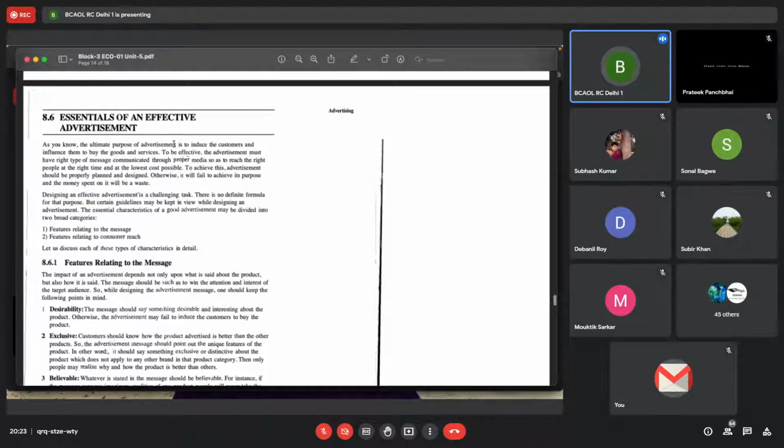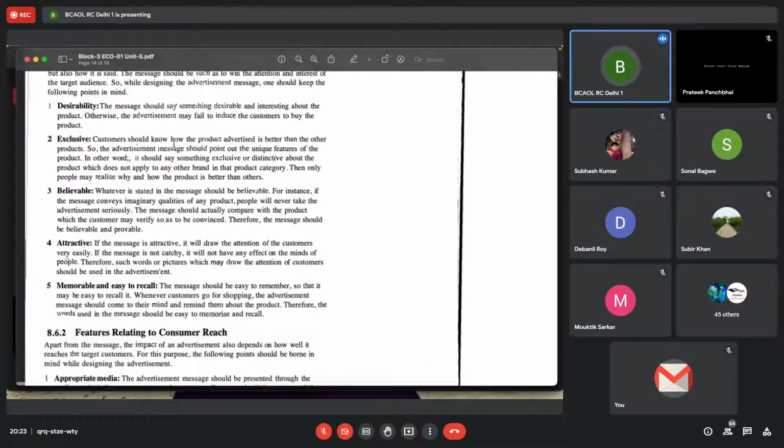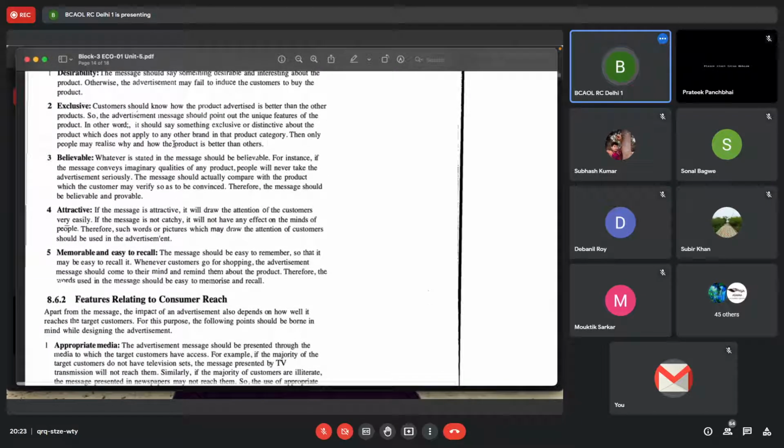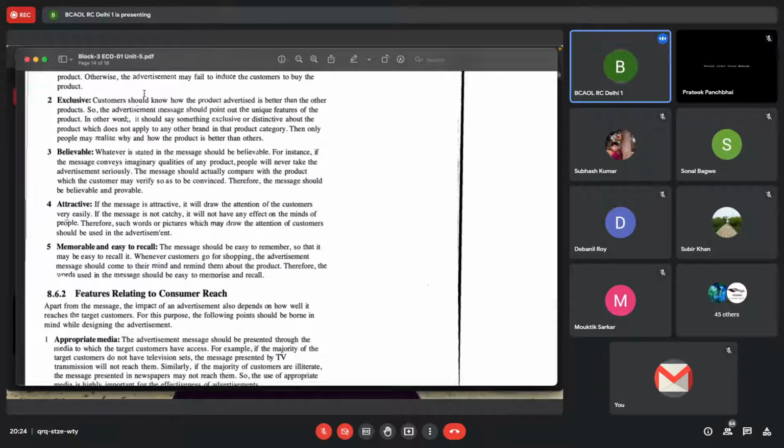Effective advertisement, again, guys, same points said. It should be good. It should be desirable. The message should be clear, not vague. People should understand. The brand name should be such that people are able to take the name. It should be exclusive, so that people recognize it. Like if I talk about the Vodafone ad, people used to recognize the ad just by the dog. So it is exclusive. It is different.